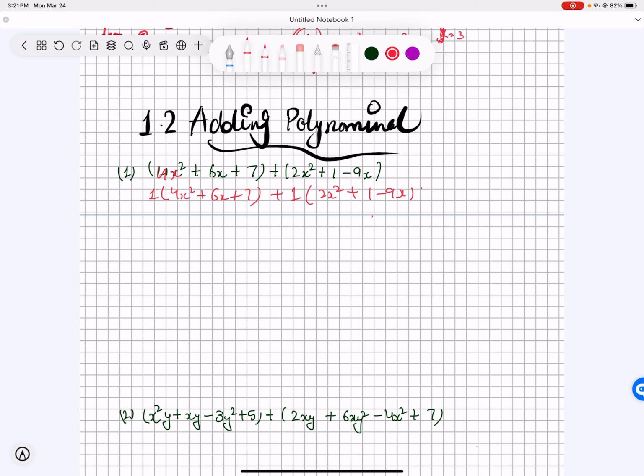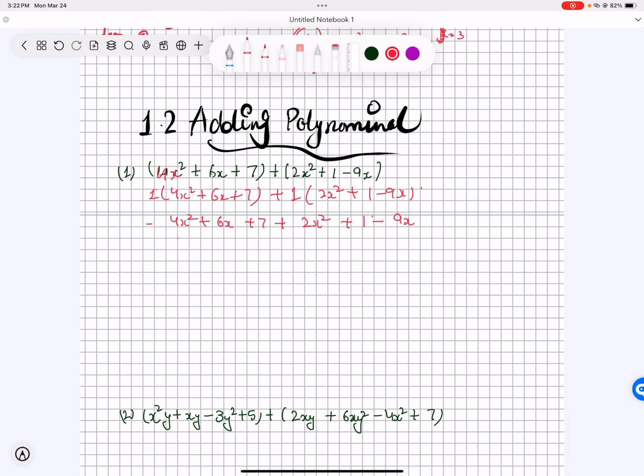It's gonna give us the same answer just because we're adding it, and the 1 we're multiplying with is also positive. But when we do subtraction, the signs in front of the terms do get changed, and if we don't do that, we might get a wrong answer. So it's gonna be 4x squared plus 6x plus 7 plus 2x squared plus 1 minus 9x.